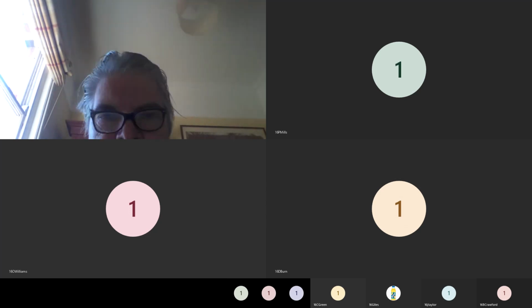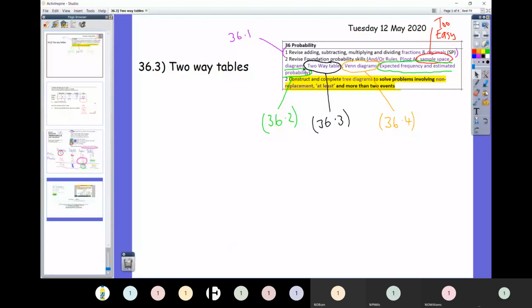Okay, guys. So, just to set the scene where we are, we're currently working through the probability section of things. I just thought I'd clarify this because I haven't given you a scheme of work as such, so you're just seeing whatever I produce. So this is what we're doing.